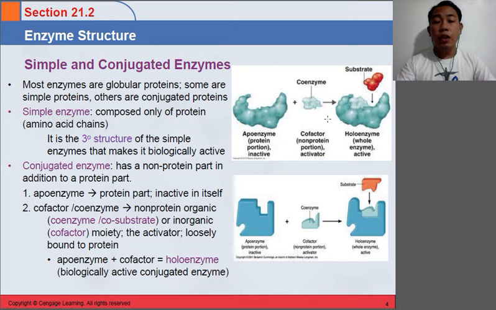In this illustration, it shows the apoenzyme, which is the protein portion, which is said to be inactive. If we add the coenzyme or cofactor, which is the non-protein portion and is said to be the activator, to our inactive apoenzyme, it will form a whole active enzyme, known as the holoenzyme, in the presence of the substrate. Okay, the same explanation here, but a different illustration.